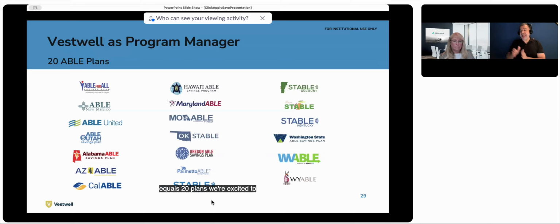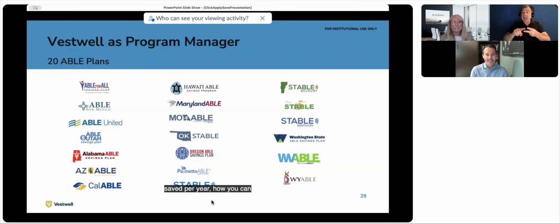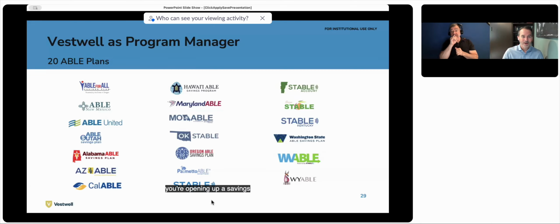But as mentioned before, Ascensus and Vestwell work closely together to make sure that we're offering great savings programs for everybody. It does look just slightly different, but the core concepts that Lauri went through are correct. The amount that can be saved per year, how you can serve somebody as an authorized individual, much of that stays the same. So we don't want you to have to worry about whether you're opening up a savings program that's with Ascensus or an ABLE savings program that is with us at Vestwell, or maybe the handful that are not with either of our programs.